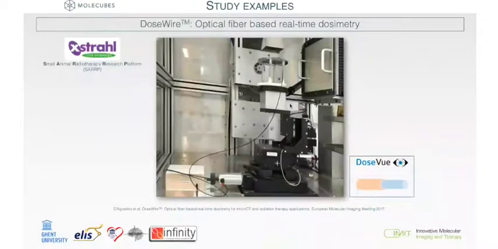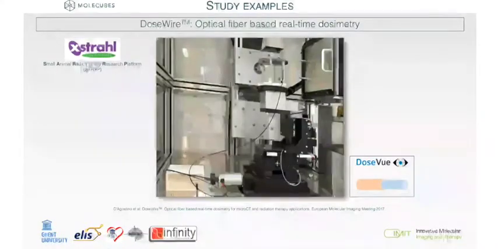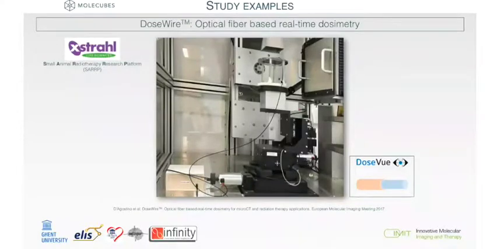Also, of course, if we give irradiations, the delivered dose should be as accurate as possible. Therefore, we had a collaboration with a Belgian company called DoseView, and they made the dose wire, which you can see here on the image, a kind of optical fiber. With this optical fiber, you can really measure the dose in real time during, for example, a micro CT scan.